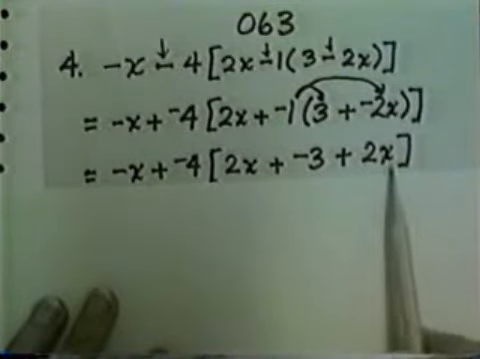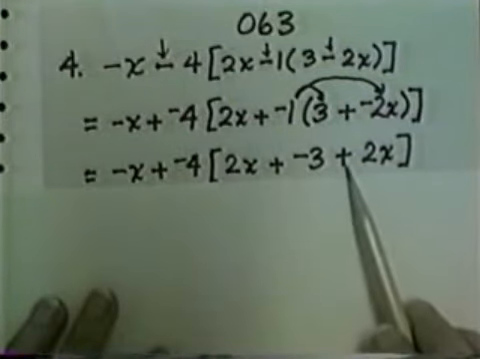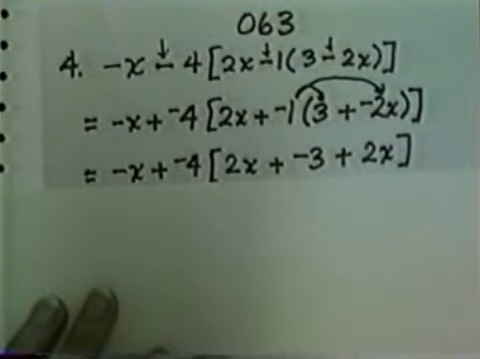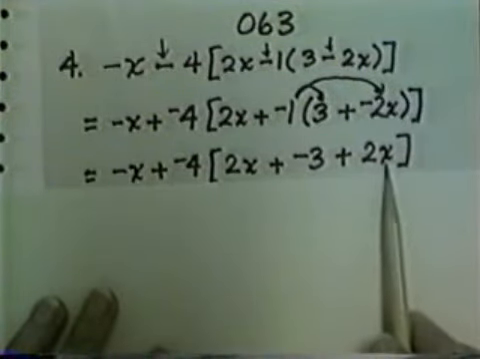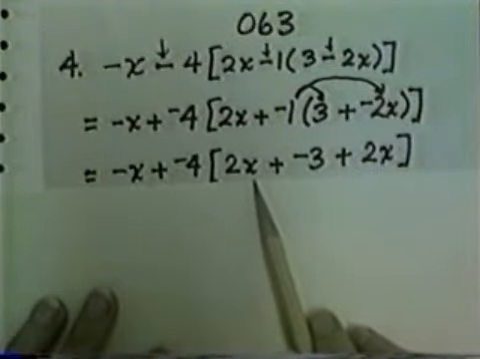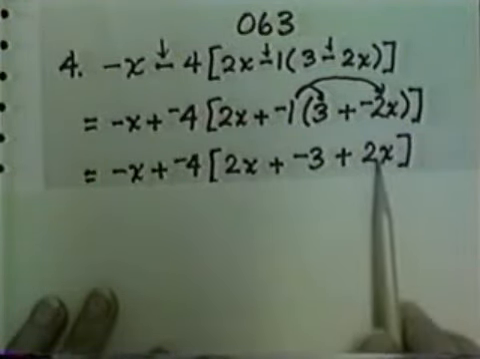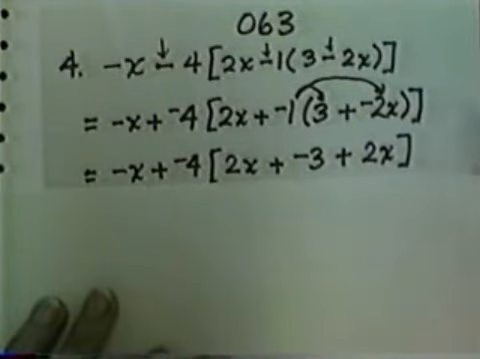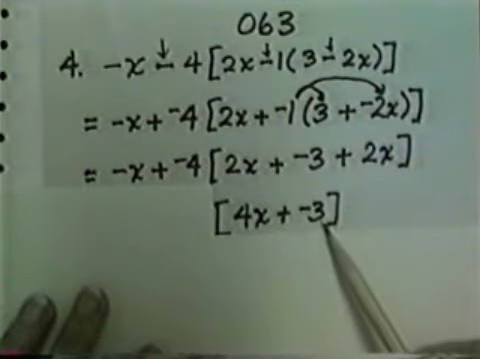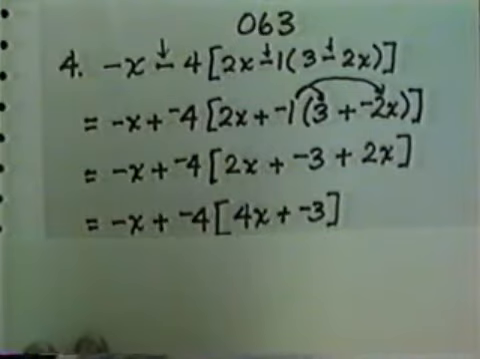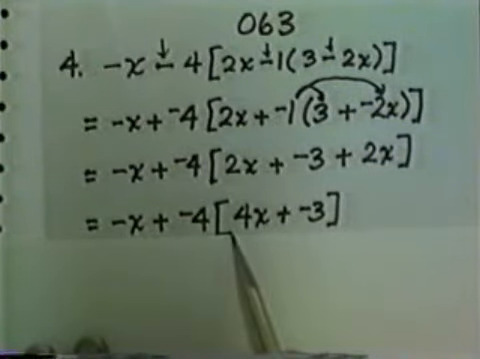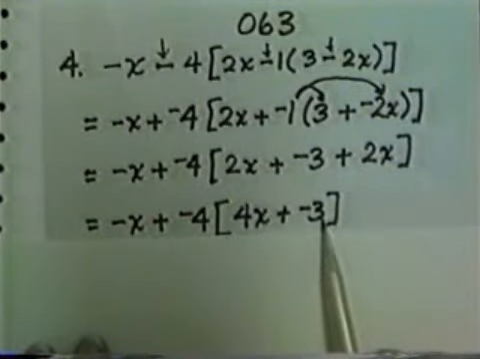Now we look inside the brackets and see if anything else can be done. It's now add and add. All we can do is combine like terms. 2x, here's another x term, another 2x, that is a like term. In fact, you can't get any more like than that, can you? Add 2x and 2x and you'll get 4x plus -3 inside the brackets. The rest of the problem is copied exactly as it was. And so we're down to minus x plus -4 times, in brackets, 4x plus -3.